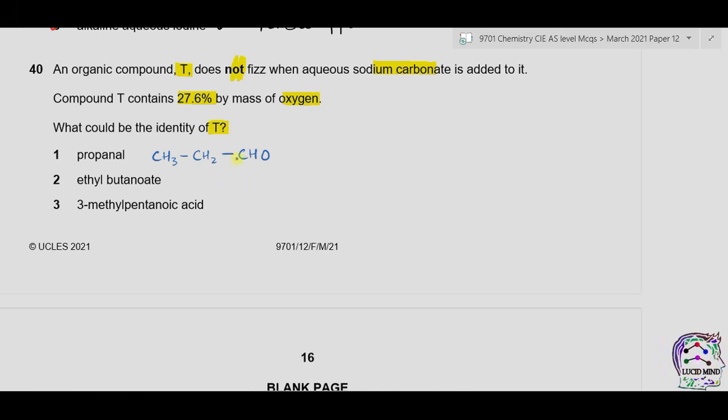Now let's find out the molecular mass of this compound. We have 3 carbon atoms, so it will be 36, plus we have 6 hydrogen atoms, 1 oxygen atom. Molecular mass comes equal to 58. Let's find the percentage of oxygen. Percentage of oxygen is equal to atomic mass of oxygen, which is 16, into its number of atoms in the compound, which is only 1, divided by the molecular mass of compound into 100. So the percentage comes equal to 27.6%. Option 1 is correct.